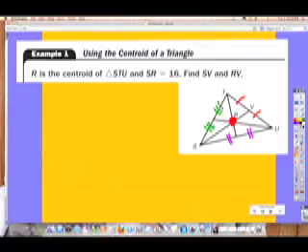Okay, so now we can put SR. This piece right here is 16. So now you're going to find RB, that little piece, and then the whole thing. Okay, ready, set, go. Try it, try it.